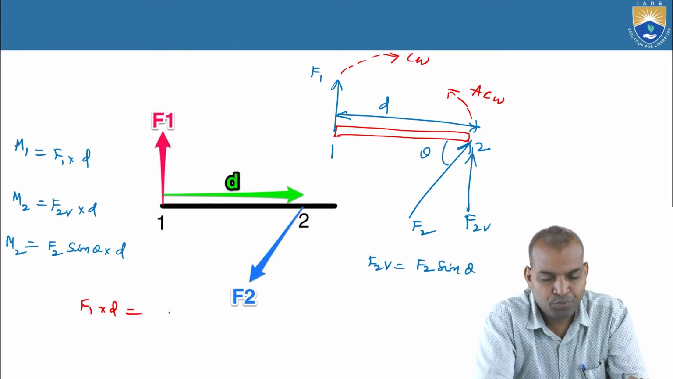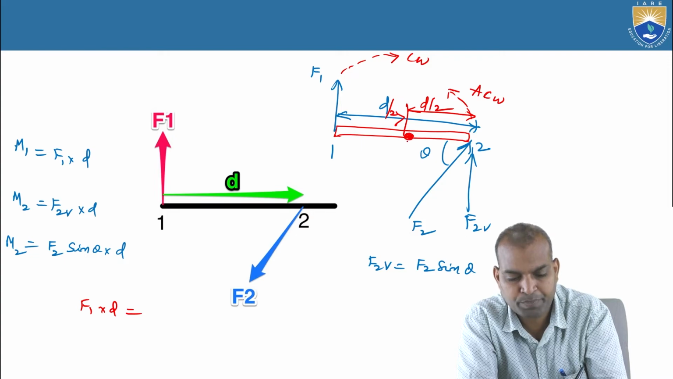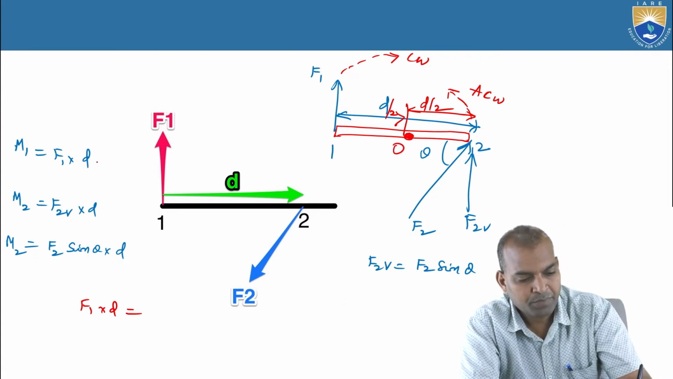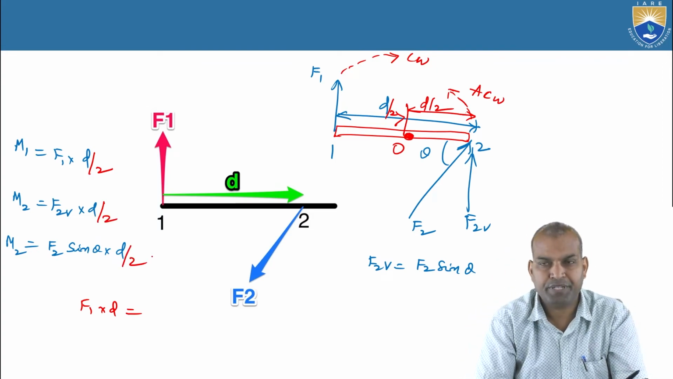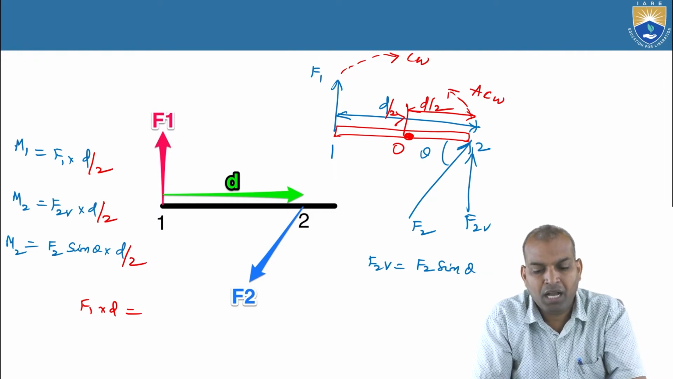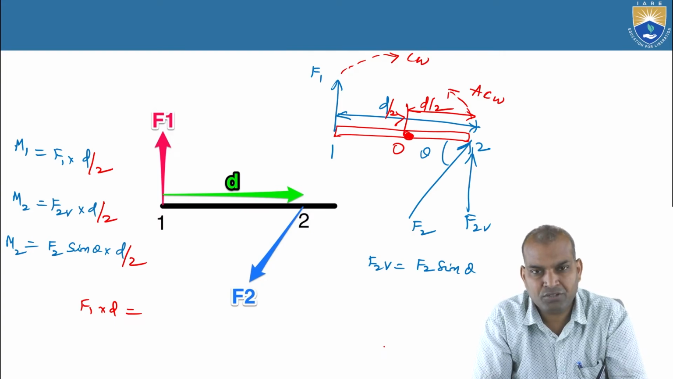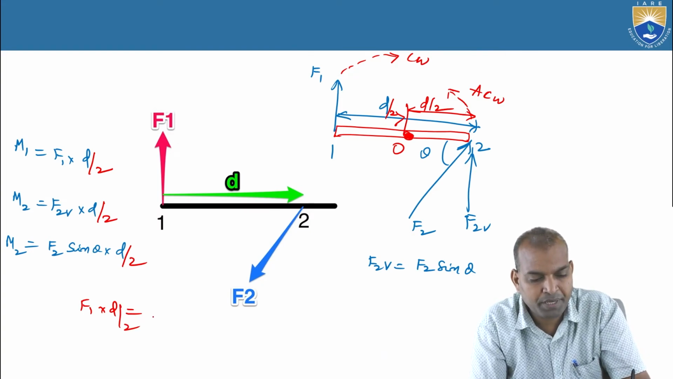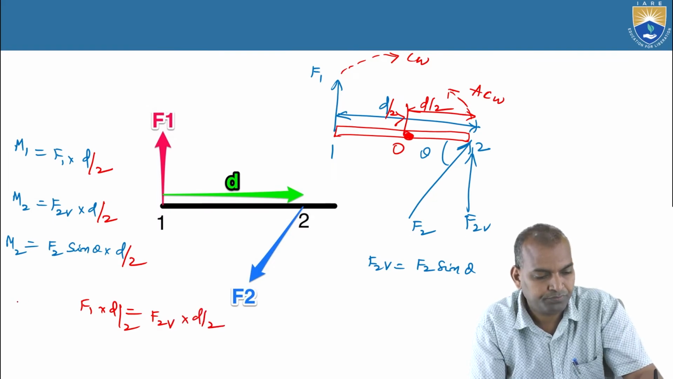One more very important thing: I am going to consider the midpoint, where it is D by 2 on each side. You will understand better. Now the pivot point is O, that means F1 into D by 2 and F2V into D by 2. Now this is the fulcrum, or pivot point. How is the body rotated if F1 into D by 2 equals F2V times D by 2?